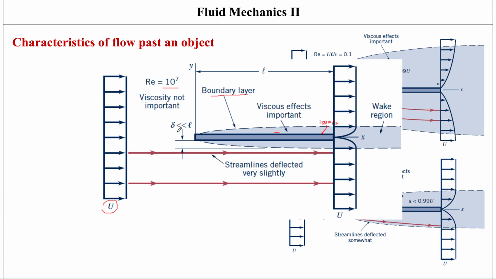Another thing that I should just mention here is basically this symbol over here, which is delta. This indicates the thickness of the boundary layer. And the thickness of the boundary layer relative to the length of the plate is really, really small.